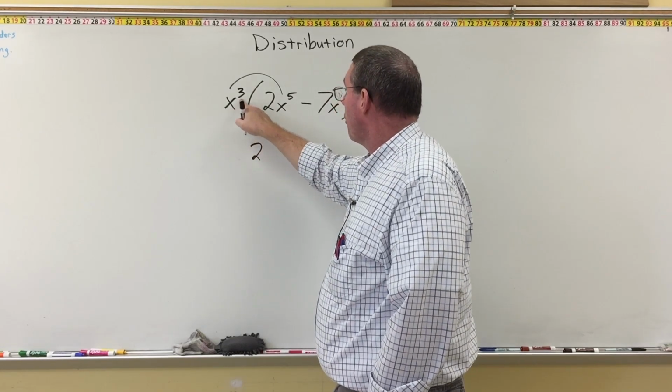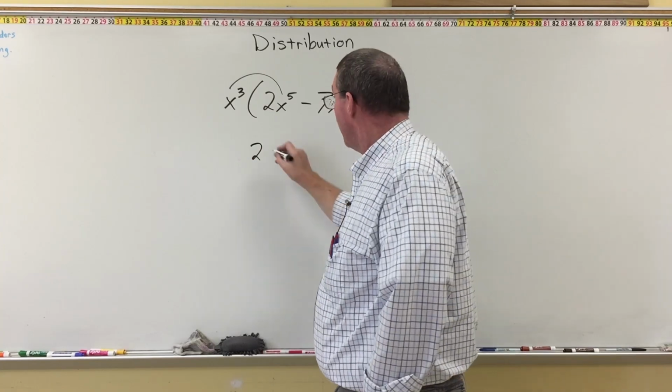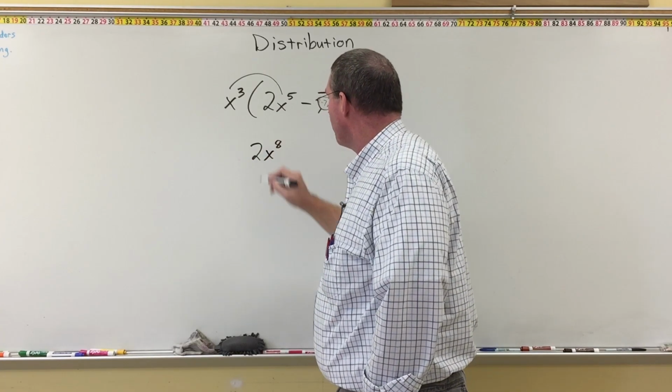x to the third times x to the fifth, we add the 5 and the 3, we get an 8, and so this is 2x to the 8th power.